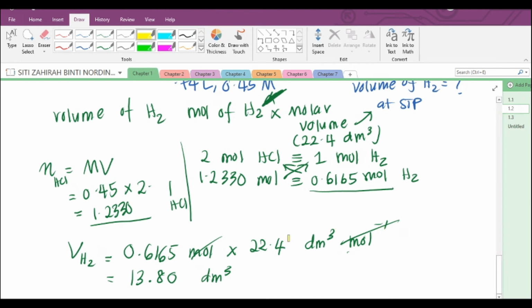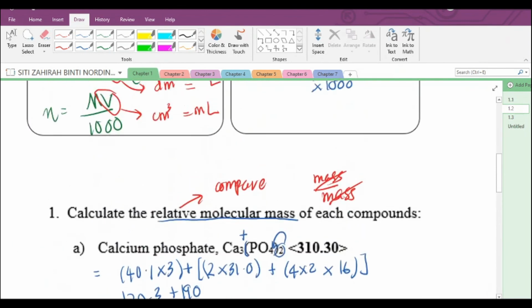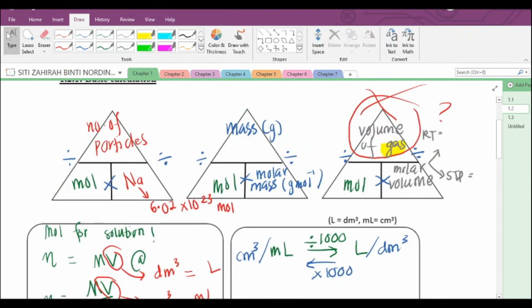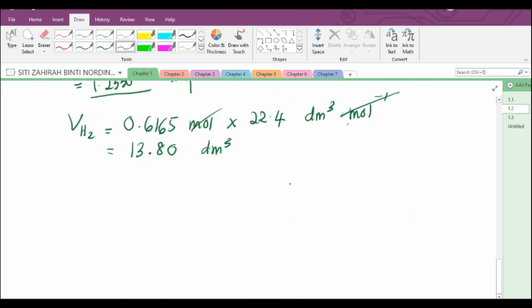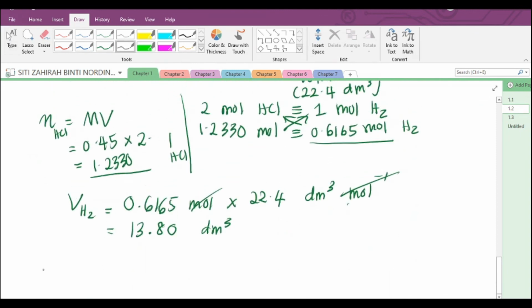Class, can you make some correction on the triangle? The unit for the molar volume at room temperature would be 24 dm cube per mole, and at STP it would be 22.4 dm cube per mole. Sorry, that was a careless mistake. So now you've got the volume of hydrogen gas. Make sure the final unit is in the correct unit.